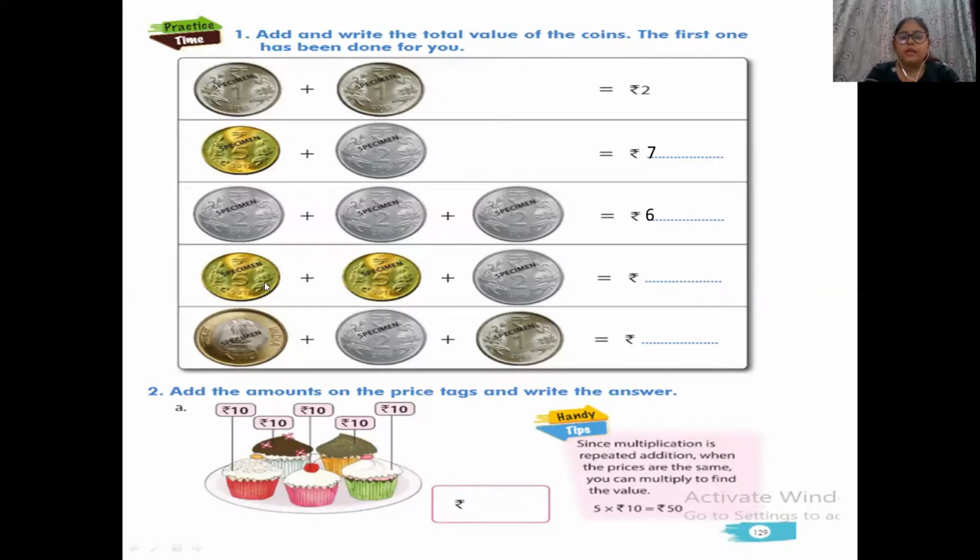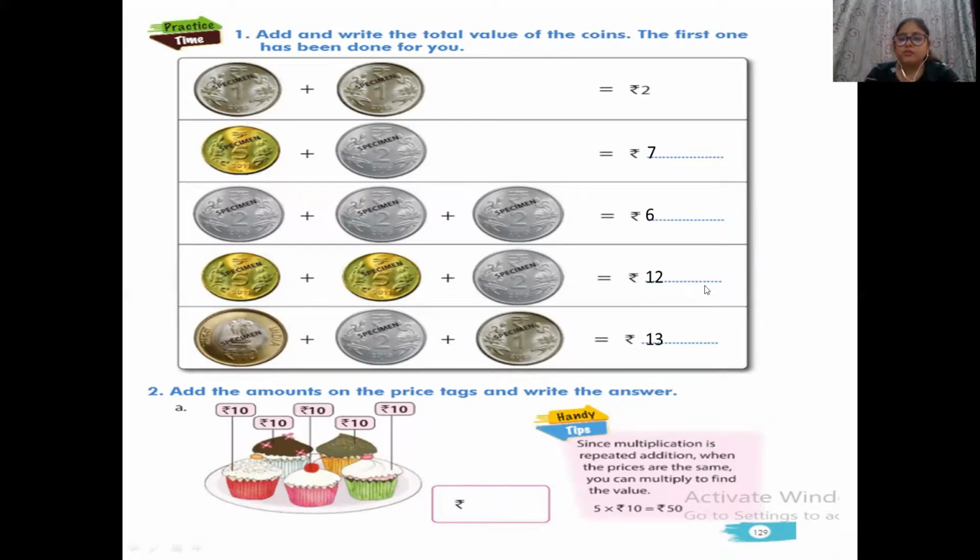Okay. Now again, here we have two coins of 5 rupees and 5 rupees. So 5 plus 5 will be 10. And after that we have two more coins, 2 rupees. So 10 plus 2 will be 12. So the total amount will be 12 rupees. Okay. Now moving to the next one, here we have one coin of 10 rupees. So 10 plus 2 will be 12. 12 plus 1 will be 13. So the total amount will be 13.